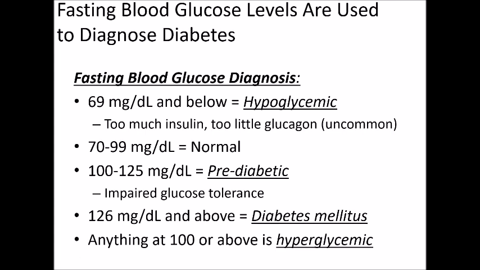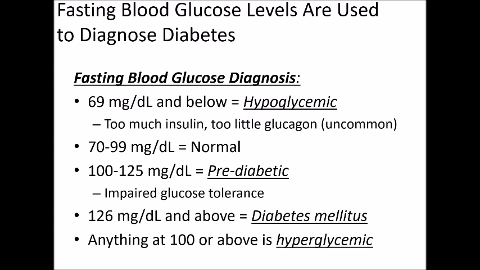The typical causes of that would be too much insulin. Very uncommonly, it could be too little glucagon. This case is not often seen, and most often occurs in people that take insulin in terms of managing their diabetes, and they overinject insulin for various reasons, and the blood sugar drops.